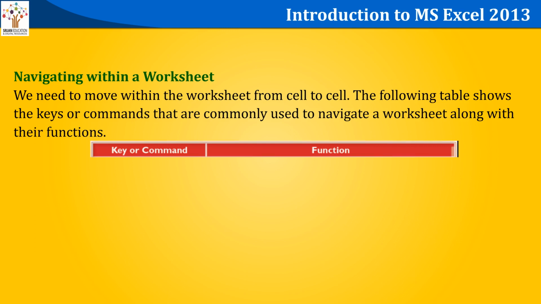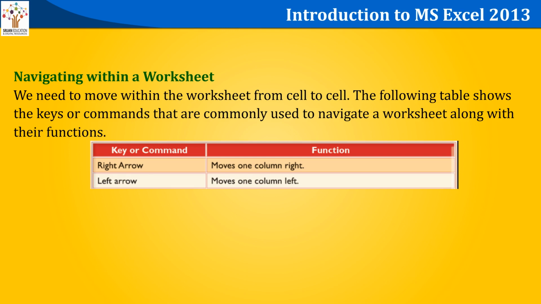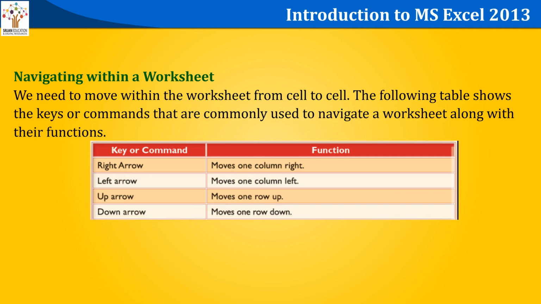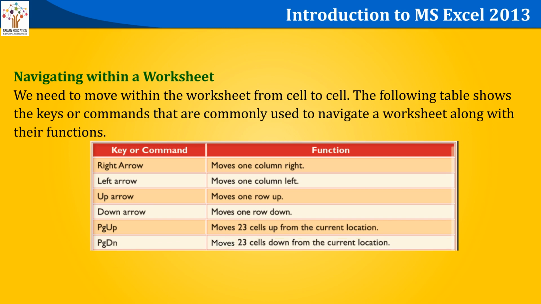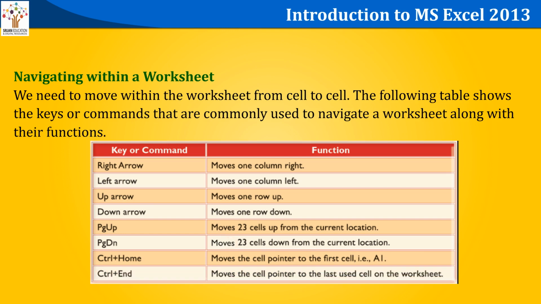Key or command, function. Right arrow moves one column right. Left arrow moves one column left. Up arrow moves one row up. Down arrow moves one row down. Page Up moves 23 cells up from the current location. Page Down moves 23 cells down from the current location. Control plus Home moves the cell pointer to the first cell, that is A1. Control plus End moves the cell pointer to the last used cell on the worksheet.